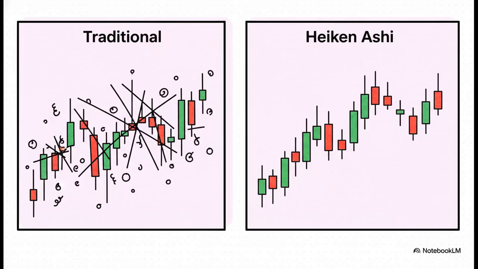Okay, check this out. This is the perfect comparison. On the left, you've got your standard traditional candlesticks. You see how choppy and erratic they look? All that noise. Now look to the right. That's Heiken Ashi. See how much cleaner, how much smoother that is? It's like night and day. This picture really shows you the main benefit. It helps you see the actual trend, not just all the little moments of panic.